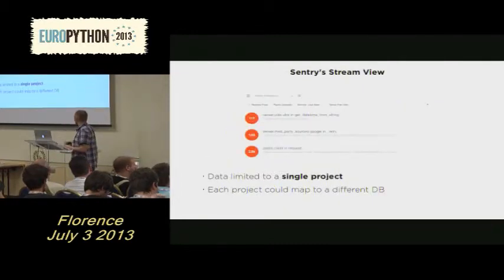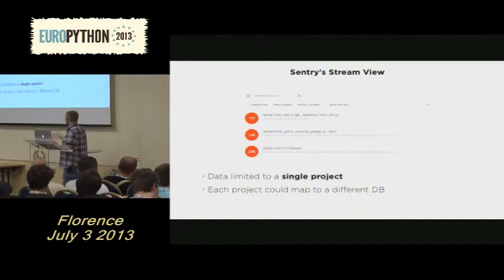If you look at our stream view, it's limited to a single project, and you cannot get a stream of events for your entire team in Sentry. There are no APIs that will let you do that. And this is important because now we can map every single project to a different DB, which gets us one level lower, and it's still very natural routing and very easy to deal with and understand.